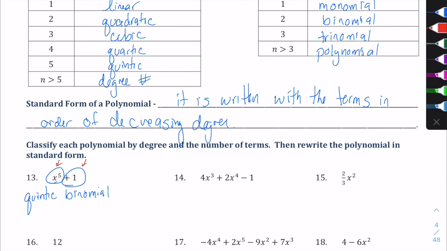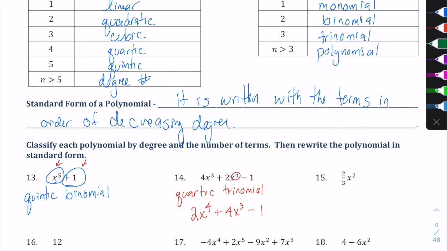All right, second one. Looking through our exponents, the highest exponent actually didn't come first. It's a degree 4 over there. Well, 4, we can call that a quartic. And since there are 3 terms, we can call that a quartic trinomial. Now, because the highest degree term is currently listed second, we're going to rewrite this with that term first. So 2x to the fourth comes first, and then plus 4x to the third, that's our next highest degree, and then minus 1 at the end.